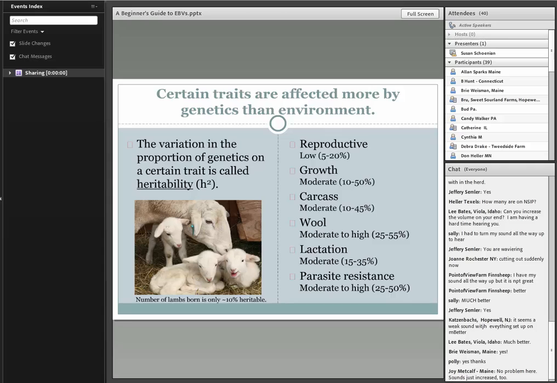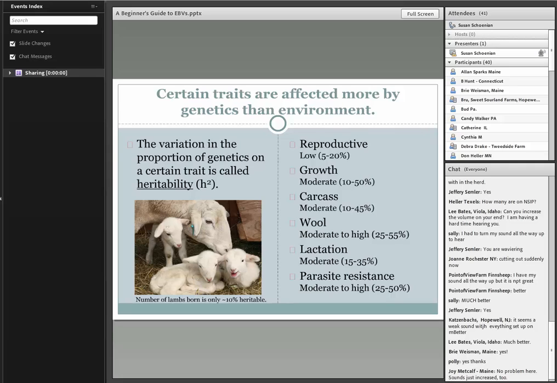Some traits are affected more by genetics than other traits. There's a larger portion that's genetics as compared to other traits. They have a smaller portion of genetics and a larger portion of the environment. The amount of variation that's due to genetics, or the proportion of genetics, is called heritability. And different traits have different heritabilities. Generally speaking, the reproductive traits are the lowest, between 5 and 20%. The number of lambs born, as you can see in this picture, is only about 10% heritable.